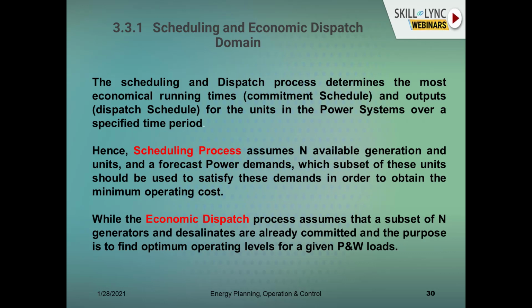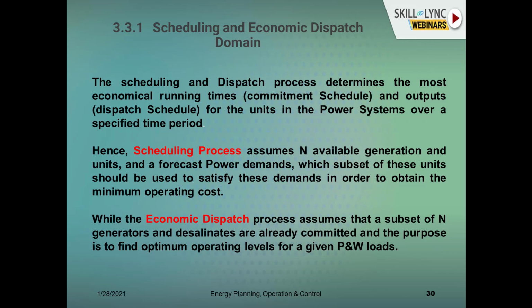And we say which subset of these units should be used to satisfy this demand in order to obtain the minimum operating cost every hour. Unit commitment works on an hourly or half-hourly basis, and then it will be coupled with the finer resolution, which is the economic dispatch, which says that you have a number of generator units already committed and connected to the system.